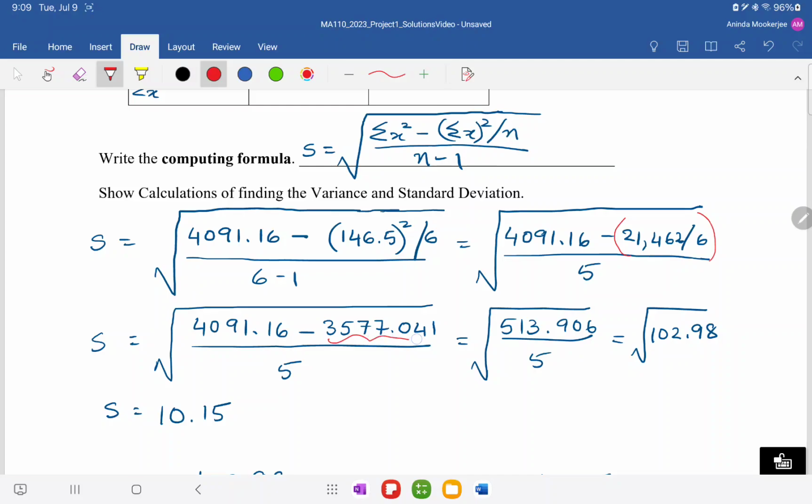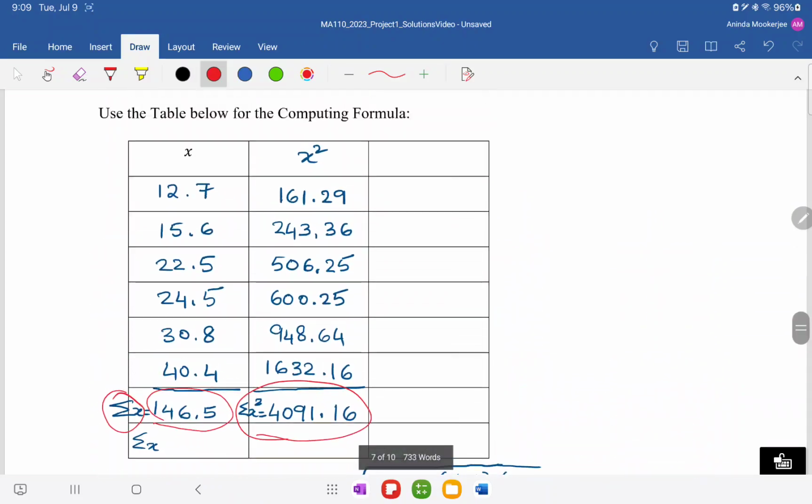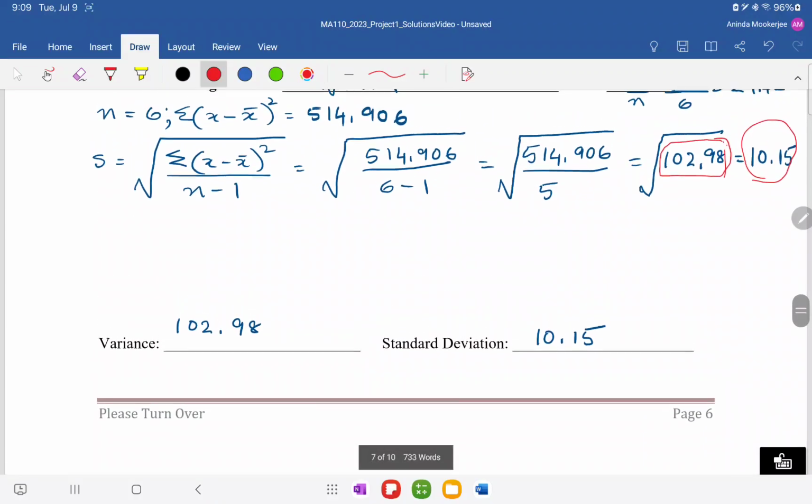We did the division part to get a value of 3577.041, subtracted from 4091.16, and then we end up with the square root of 102.98, which is going to be the variance. And once you take the square root of that, you will get a standard deviation value of 10.15, which is exactly what we got using the defining formula.